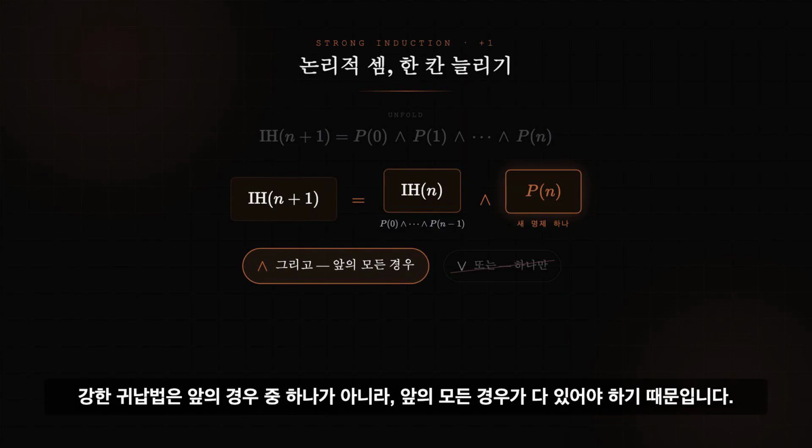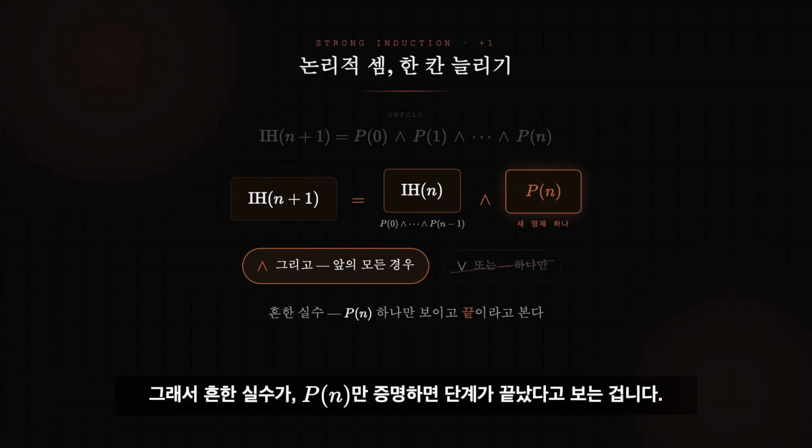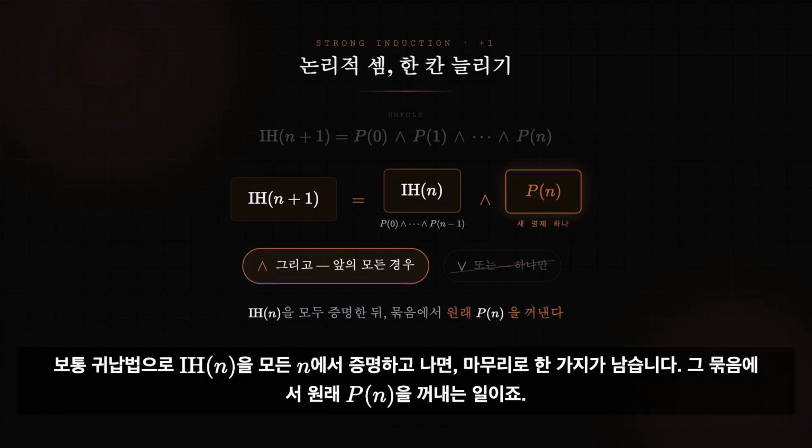강한 귀납법은 앞의 경우 중 하나가 아니라 앞의 모든 경우가 다 있어야 하기 때문입니다. 그래서 흔한 실수가 Pn만 증명하면 단계가 끝났다고 보는 겁니다. 정작 목표는 묶음 전체 귀납 가정 n 더하기 1이거든요. 보통 귀납법으로 귀납 가정 n을 모든 n에서 증명하고 나면 마무리로 한 가지가 남습니다. 그 묶음에서 원래 Pn을 꺼내는 일이죠.